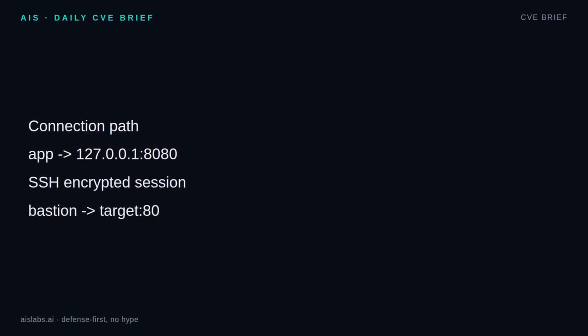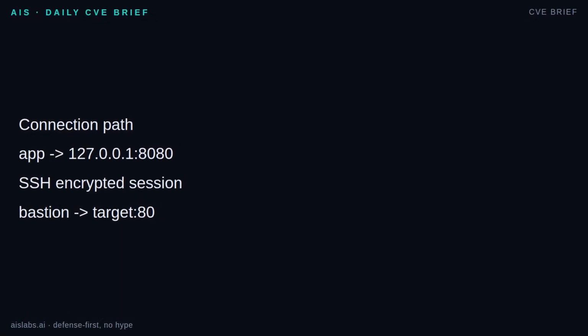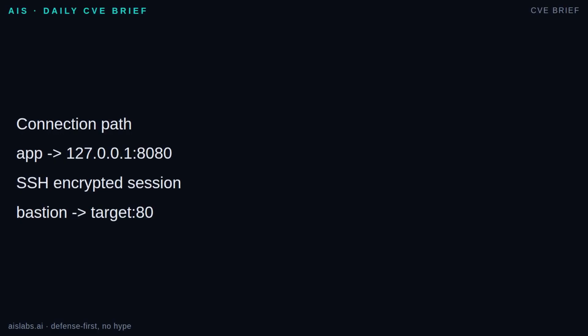Think of this in two halves. The local half is a listening socket on your workstation. If you bind 127.0.0.1 port 8080, only processes on your workstation can connect to it. The remote half happens after traffic enters SSH. The sshd on bastion opens a TCP connection to target port 80, as seen from bastion.